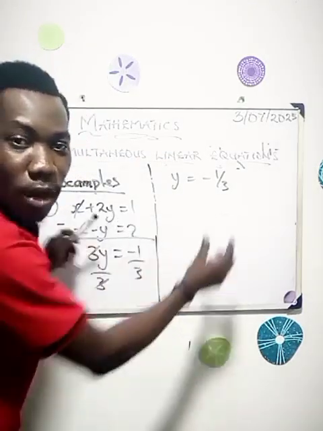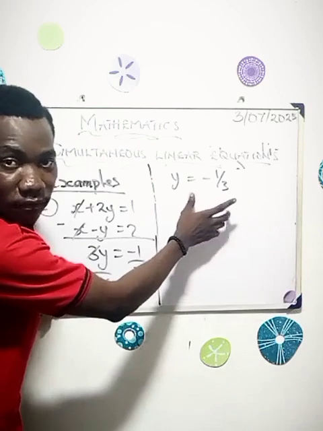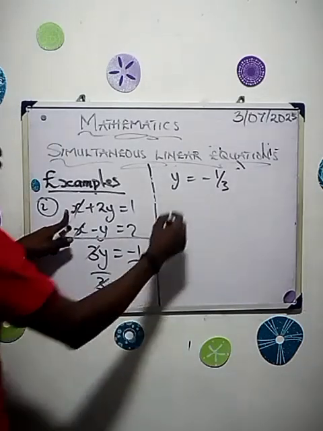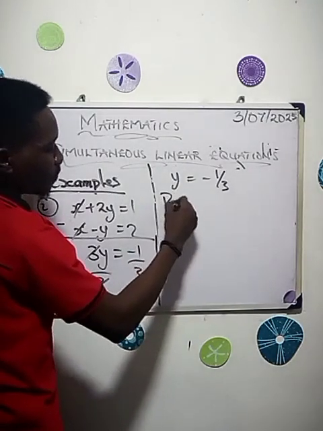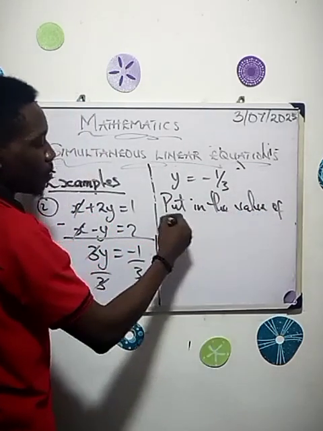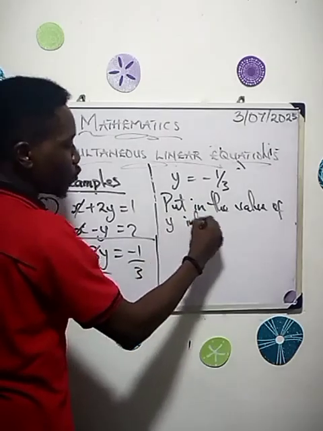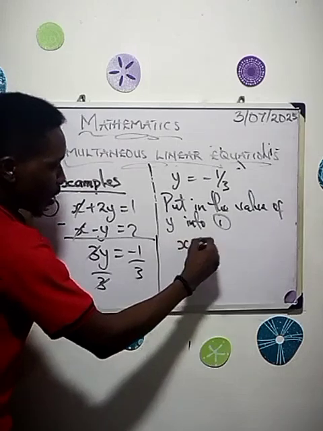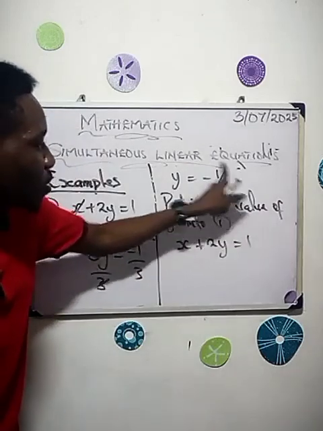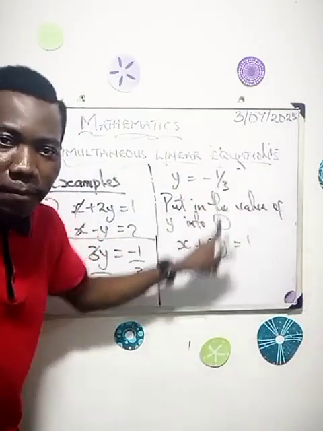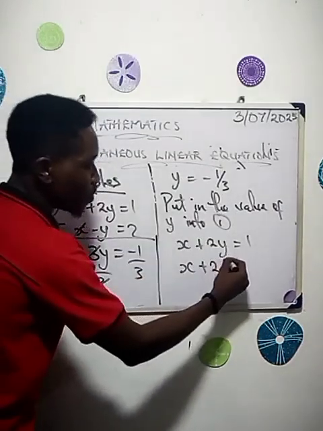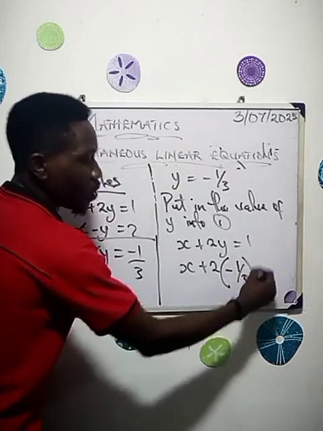Now how do we do that? We're going to put this value of y into any of the equations to get x. So let's use equation 1. Substitute for the value of y into equation 1. Equation 1 says x plus 2y equals 1. Where you have y, put in this value. So you have x plus 2 times, in brackets, negative 1 over 3, equals 1.